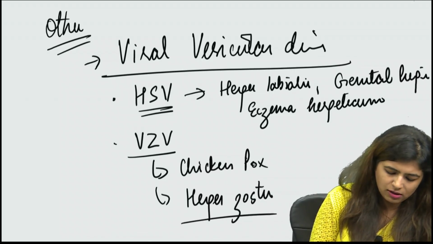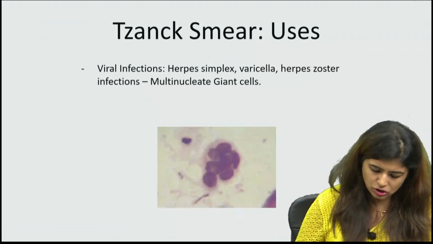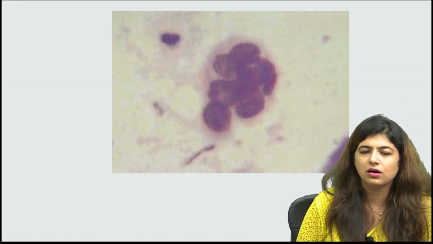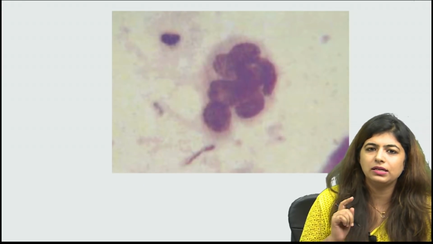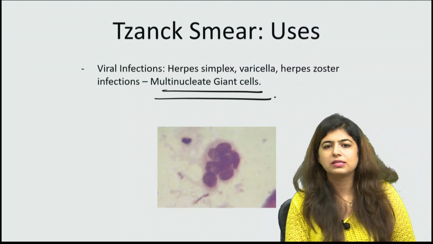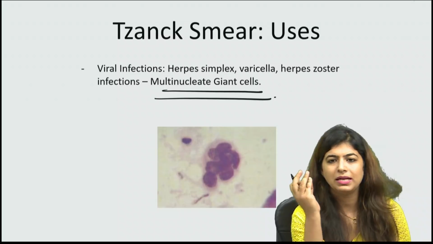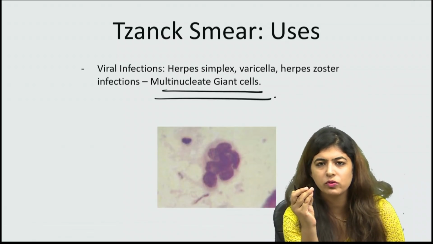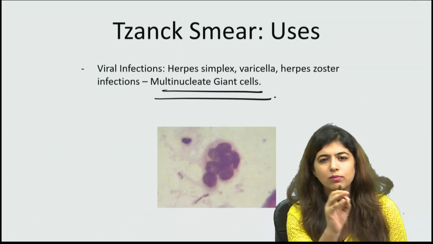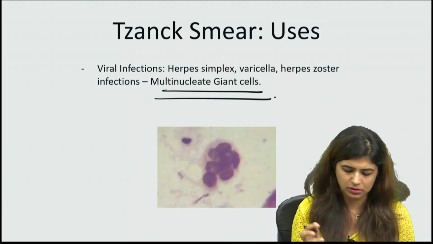So in these viral vesicular disorders also my Tzanck smear is positive. What does it show? It shows this. What is this? This is a multinucleate giant cell, an MNG. This is another use for Tzanck smear. Clear to you all? So mainly two uses are your intraepidermal autoimmune vesicular disorders like pemphigus and viral vesicular disorders. Bullous pemphigoid, I don't use it for diagnosis, I just use it for ruling out pemphigus.